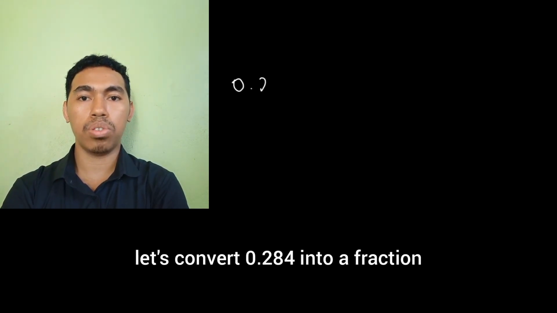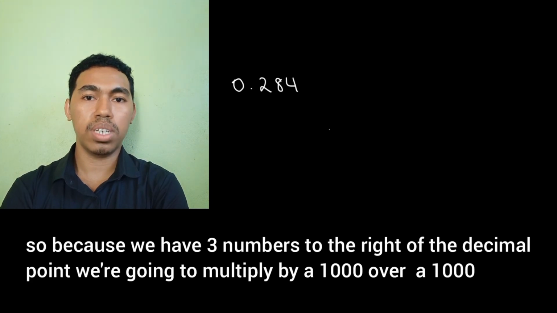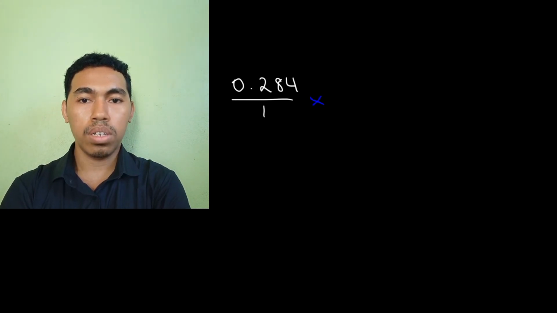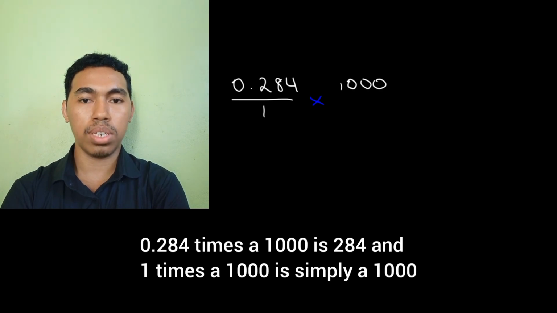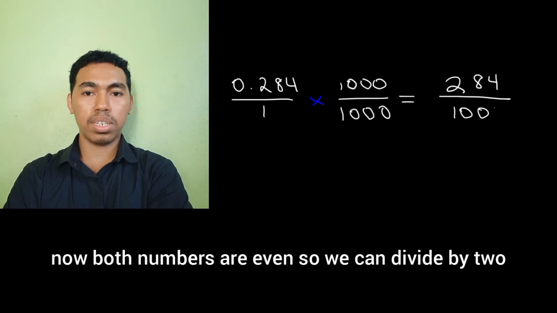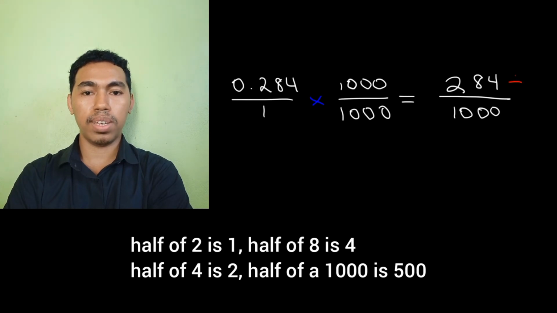Let's try one more example. Let's convert 0.284 into a fraction. So because we have three numbers to the right of the decimal point, we're going to multiply by 1,000 over 1,000. 0.284 times 1,000 is 284. And 1 times 1,000 is simply 1,000. Now, both numbers are even, so we can divide by 2. Half of 2 is 1, half of 8 is 4, half of 4 is 2, half of 1,000 is 500.